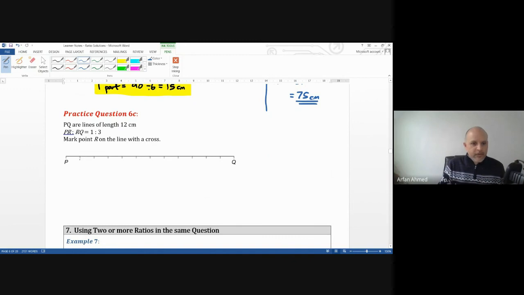So how many sections have we got? 1, 2, 3, 4, 5, 6, 7, 8, 9, 10, 11, 12. Okay, so we have got 12 sections. How should we do this? Let's write down the ratio 1 to 3. That's P to R, that's R to Q. So we want to mark R. R is going to be somewhere along here, obviously. Technically, we want to work out what PR is.